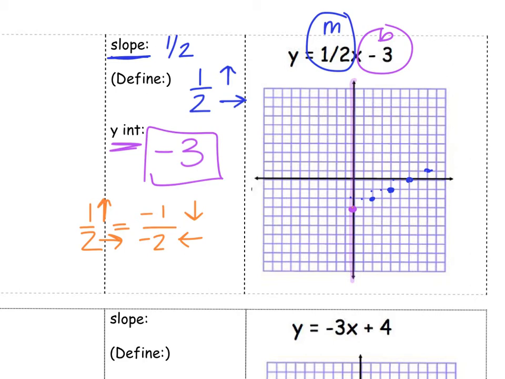So from my y-intercept, I could have also moved down 1, left 2, drop a point, down 1, left 2, drop a point, down 1, left 2, drop a point, and it's going to be that same line. I'm still plotting dots on that same line, but just moving in the opposite direction, so that we can see that line all the way across the graph.